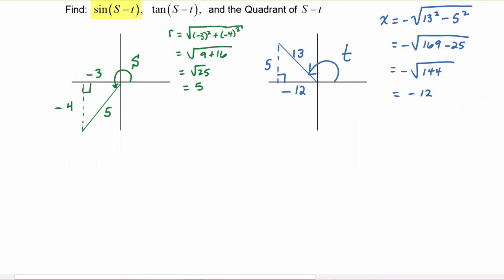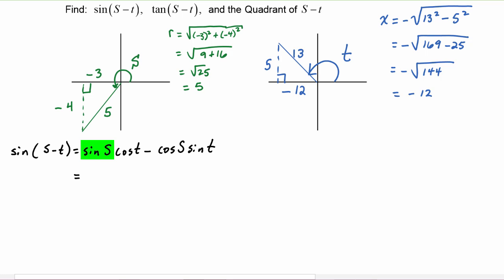Now we are being asked to find the sine of S minus T, the tangent of S minus T, and the quadrant of S minus T. So let's start with the difference identity for sine. We know sine of S minus T has to equal sine of S times cosine T minus cosine S times the sine of T.